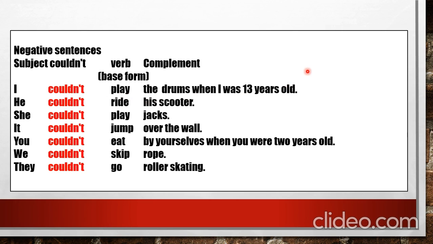It couldn't jump over the wall. Esta no pudo saltar sobre el muro o encima del muro. You couldn't eat by yourself when you were 2 years old. Ustedes o vosotros no pudisteis comer por sí mismos cuando tuvisteis 2 años de edad. We couldn't skip rope. Nosotros no pudimos saltar la soga. They couldn't go roller skating. Ellos o ellas no pudieron ir en patines de ruedas.